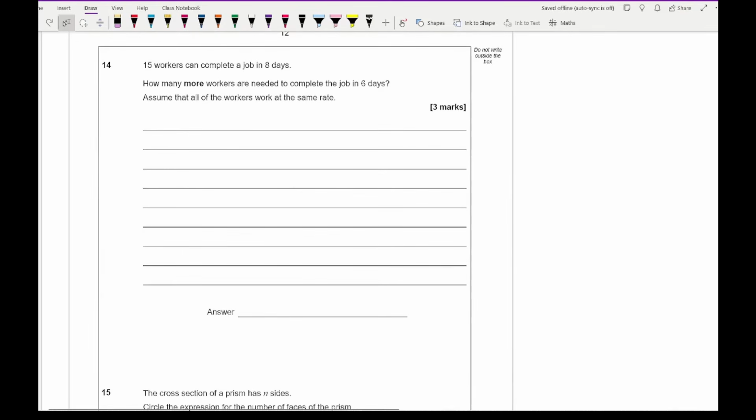Then moving on to question 14, it says 15 workers can complete a job in 8 days. How many more workers are needed to complete the job in 6 days? So for this, what we need to do is work out the total job, and that's going to be 15 times 8, which gives me 120. So that's the total job.